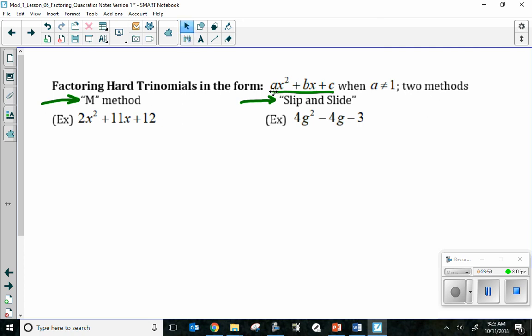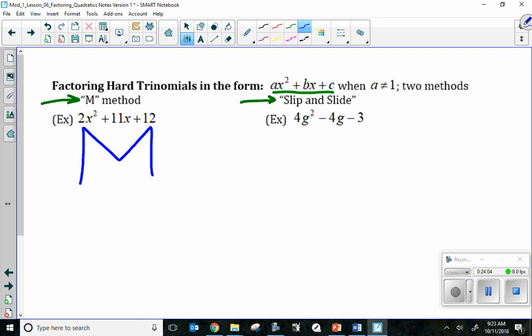All right, let's do the M method first. So I literally draw an M here. That's why it gets its name, okay? I bring my 2x squared down. I bring my positive 12 down. Now, what I do here is I take 2x squared and I multiply it times 12 and I get 24x squared. All right? Now, you don't have to draw all the arrows. I'm just showing you. You can just draw the M.